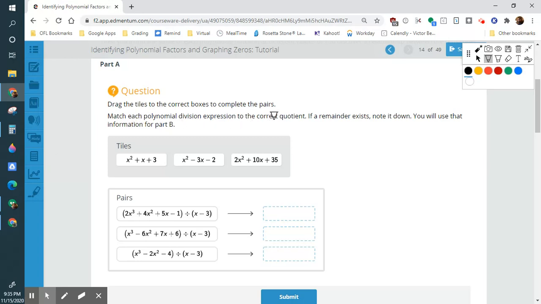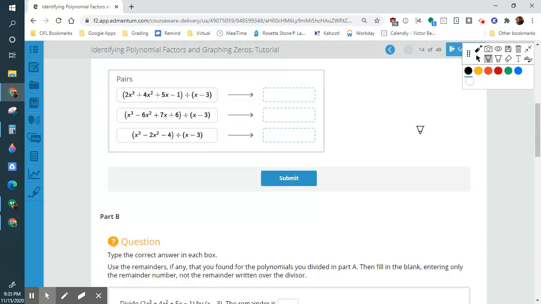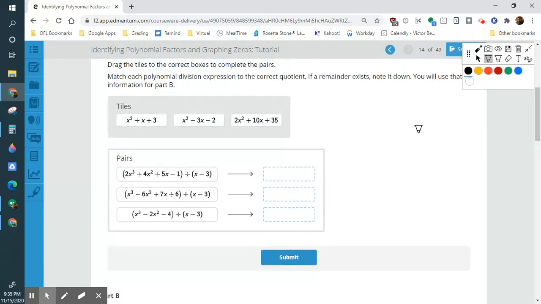Match the polynomial to the correct quotient. If remainder theorem exists, write it down. You'll use it. Information in part B. All right. Oh, I see what we're doing. We're dividing these out, and these are our options.